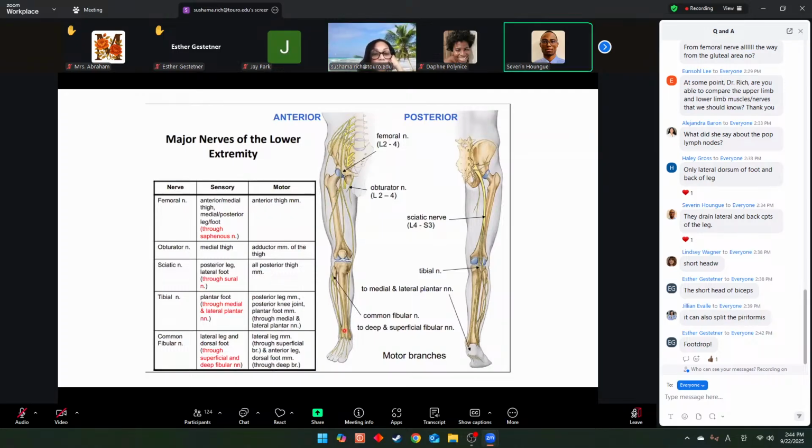Correct? Yeah, that's clear. Okay. Now, just a second clarification. If the sciatic nerve divides or splits just above the popliteal fossa, is there a true popliteal nerve? Is there a popliteal nerve? There is no popliteal nerve. The sciatic nerve divides into two, tibial and common fibular. That's it. Thank you.